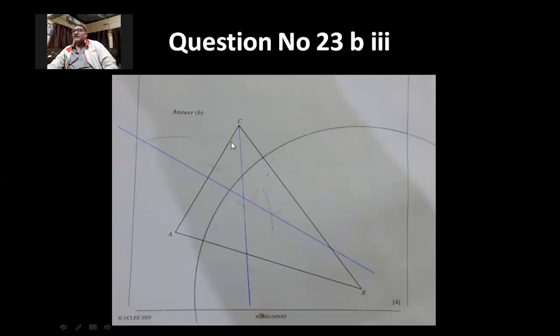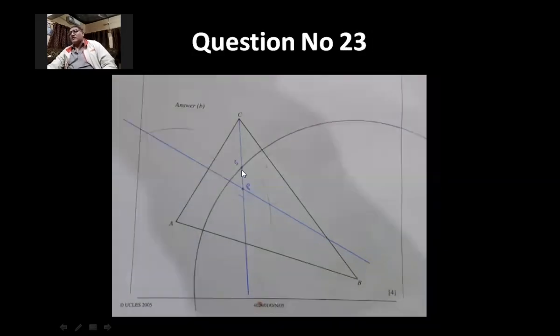Nearer to C than A, so you have to remain on this side at least. Less than 200 kilometers, you have to remain inside the circle and on this angle bisector. So the two extreme positions will be this one and this one. You can see I have named them S and P.